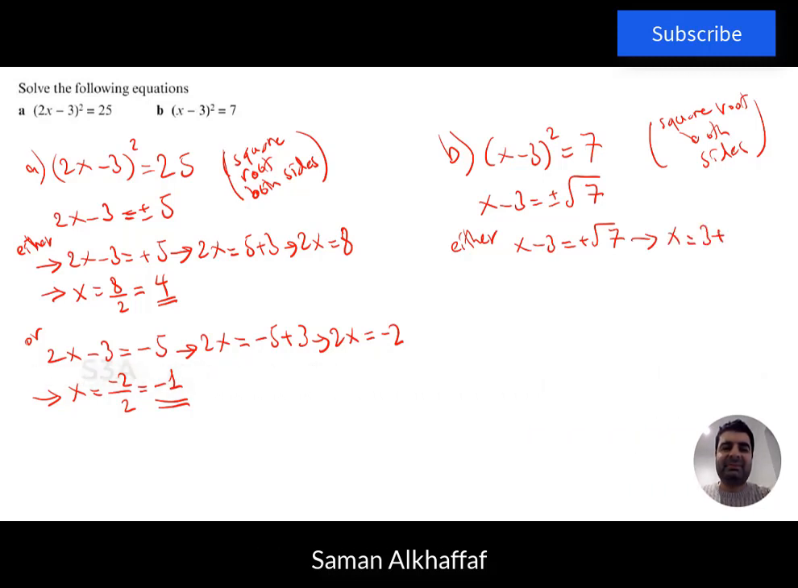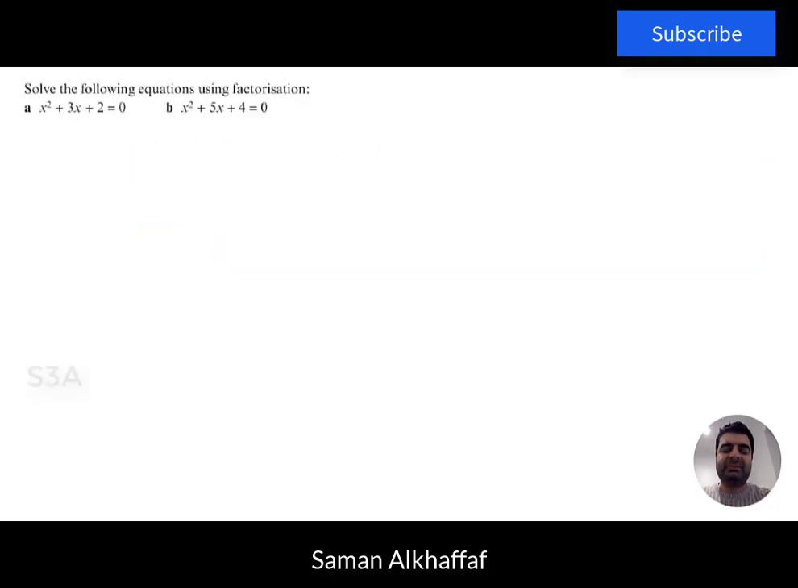3 plus root 7, so that will be the first value of x, or x minus 3 equal minus root 7, so that will give us x equal 3 minus root 7. So the values will be either 3 plus root 7 or 3 minus root 7, and these are the values for x.